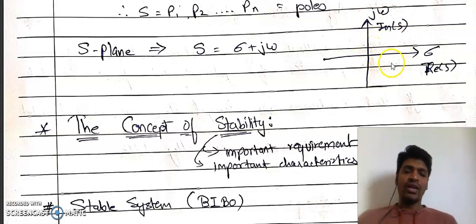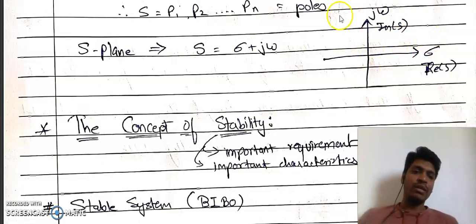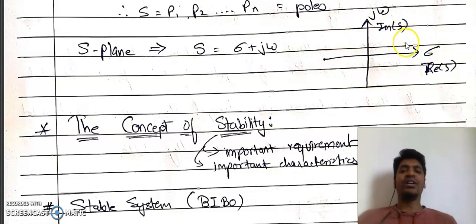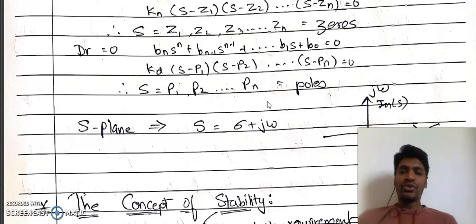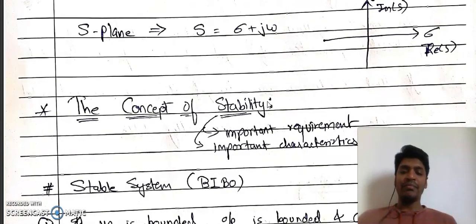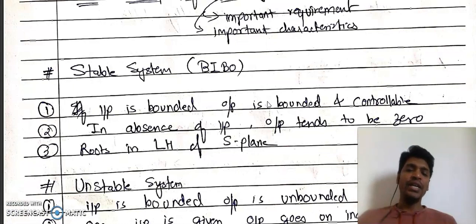So henceforward I will say, okay, S plane means what? This plane, right? Argand's diagram, S is a complex number. So yes, this is the prerequisite of this chapter. Now let us start with the concept of stability, right? So basically, what is a stable system? Now see, stability, is it important?